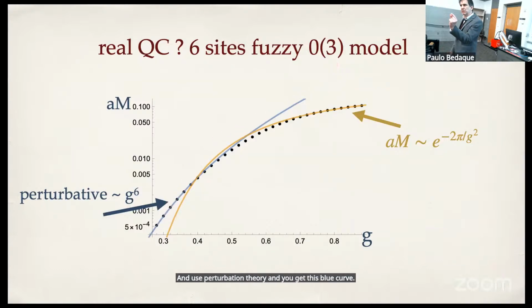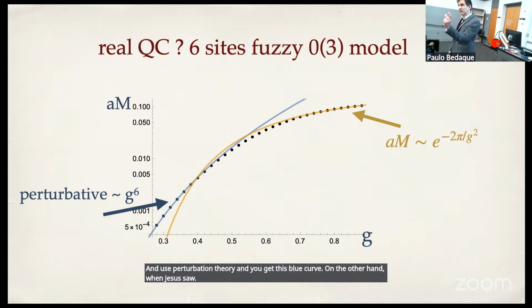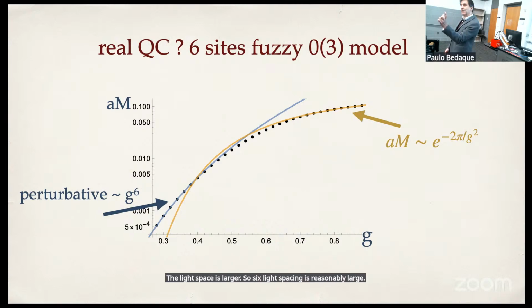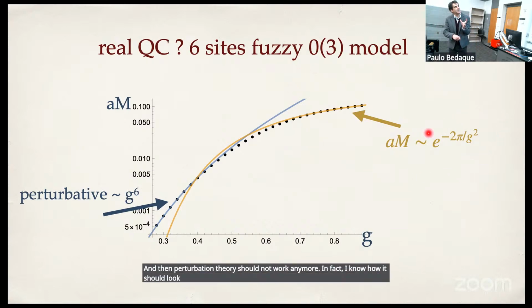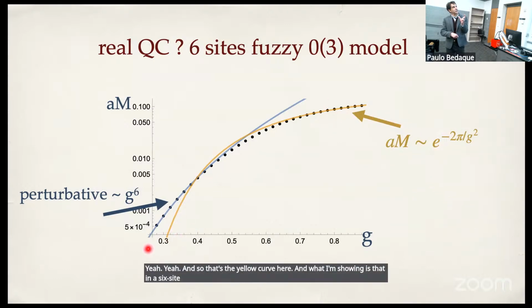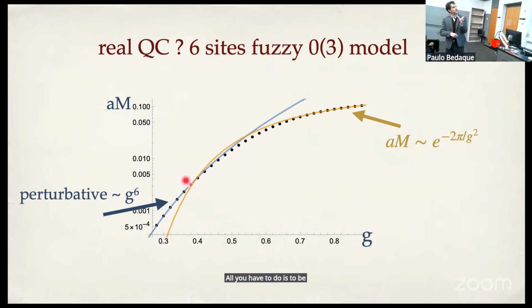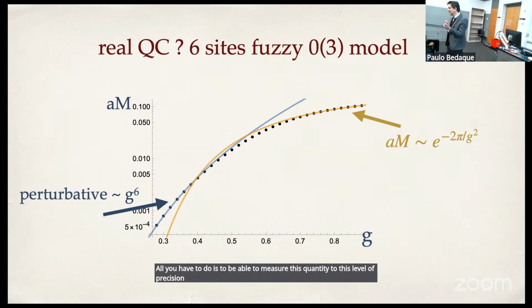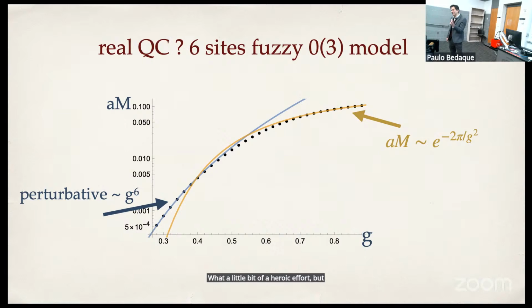On the other hand, when g is large, the lattice spacing is larger. So six lattice spacings is reasonably large. And then perturbation theory should not work anymore. In fact, I know how it should look. It should look like this non-perturbative function here, when g is large. And so that's the yellow curve here. And what I'm showing is that in a 6-site model, I can show the transition between a perturbative small box to a non-perturbative large box. All you have to do is to be able to measure this quantity to this level of precision in an actual quantum computer. It's a little bit of a heroic effort, but it's not completely insane.